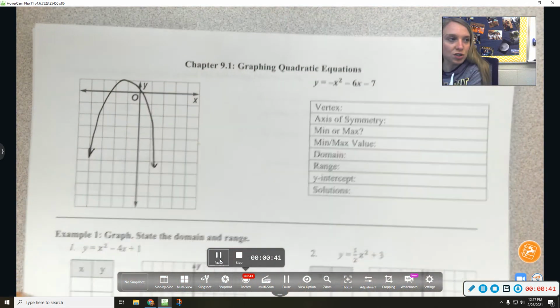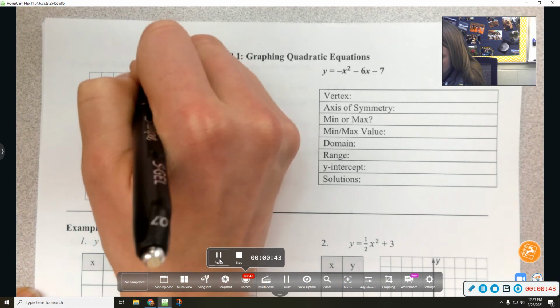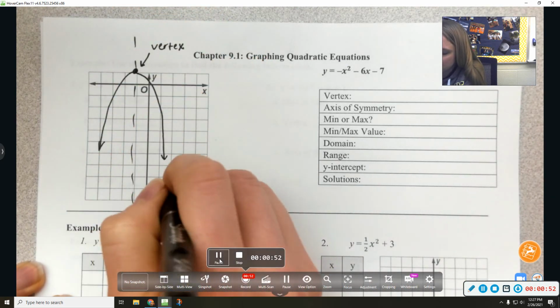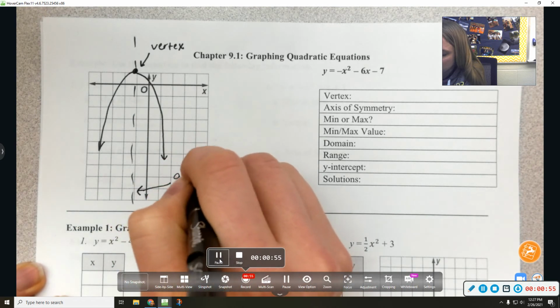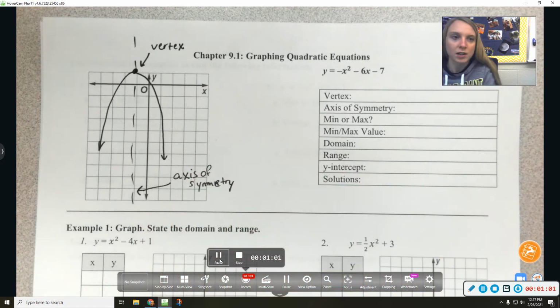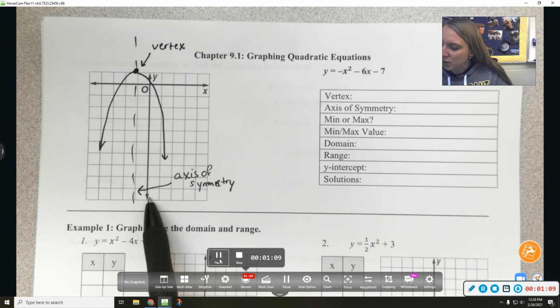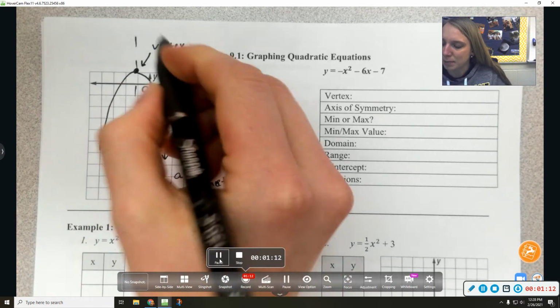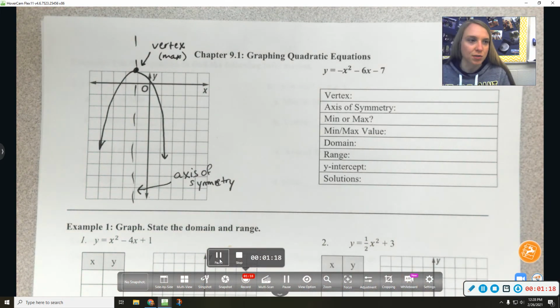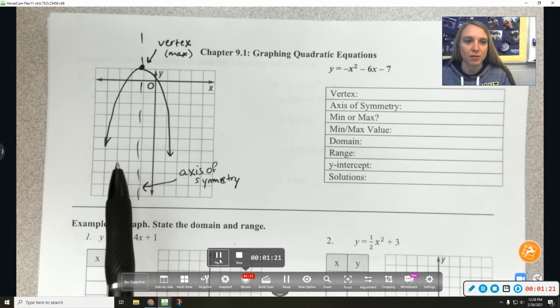Okay, and I want to just label a few things on here. This is what we call the vertex. The axis of symmetry kind of splits that in half. Symmetry. So like we have an axis of symmetry going here because the left side is the same as the right side, like it's reflected over. So you have an axis of symmetry. Is it a min or max? This would be a max on this one. And then we'll go through and talk about some of these other things. I just wanted to give you a little picture here of what we have going on.